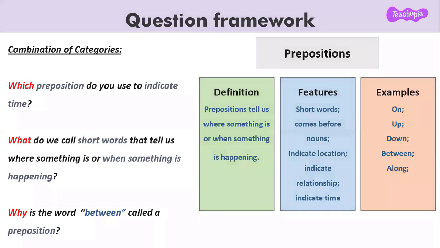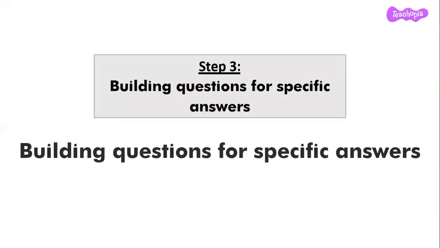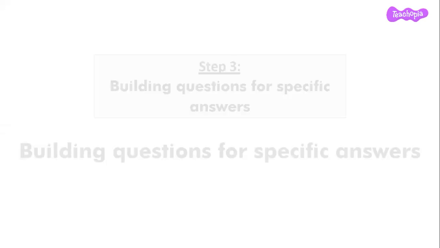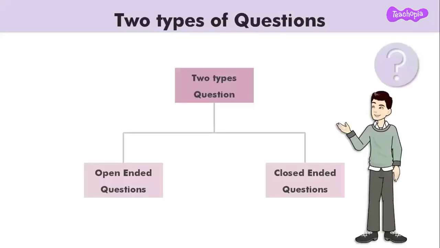Step 3 is something that we're all very familiar with as teachers, that if we want a particular answer from our students or learners, we need to ask them a particular question. So we are going to learn how to build these questions for specific answers. So under this step, it's simple. We have two types of questions. We have open-ended questions, and then we have closed-ended questions.